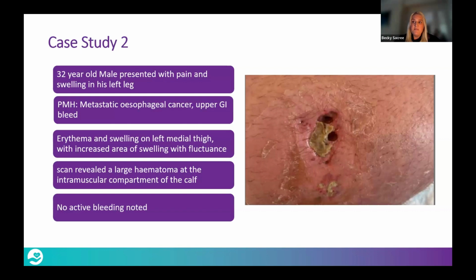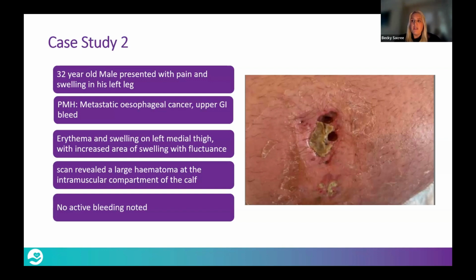He was then admitted. On examination, the patient was pyrexic, there was erythema, and there was swelling to the left medial thigh with an increased area of swelling. I'm just going to add this photo. We unfortunately didn't have a photo on admission. This is the first photo that the tissue viability team obtained when he was referred to us.